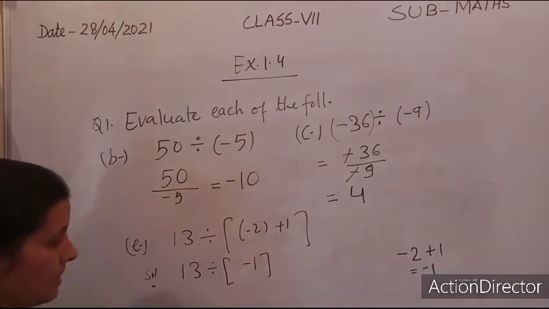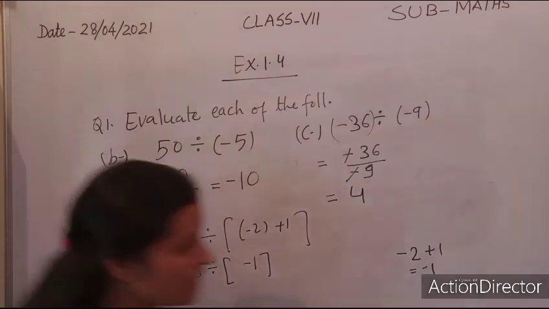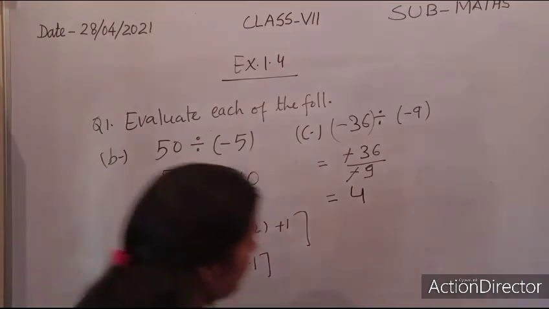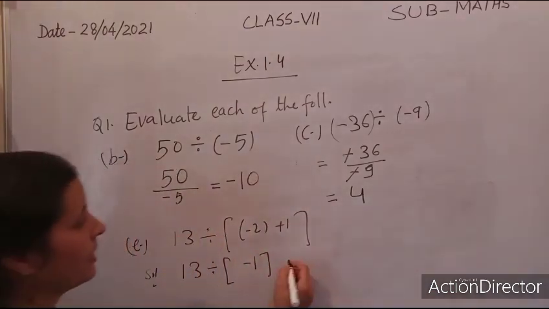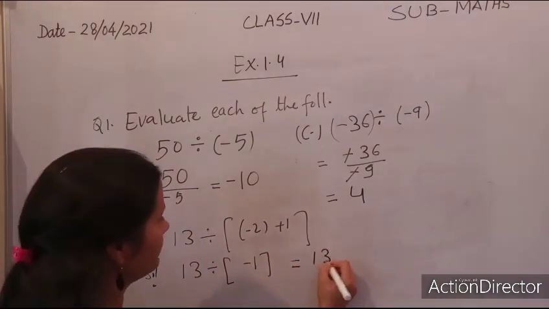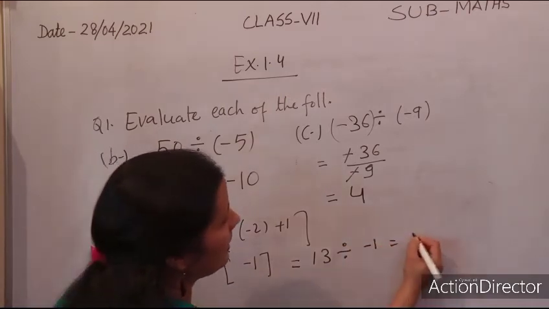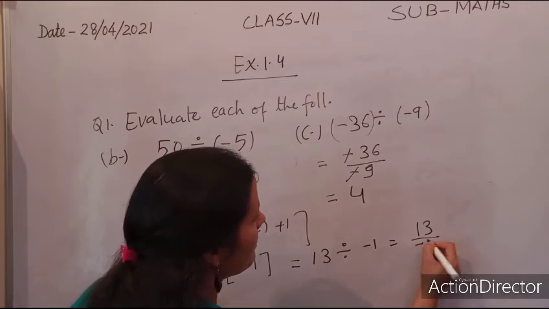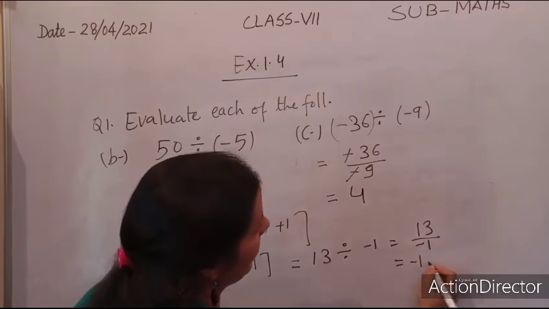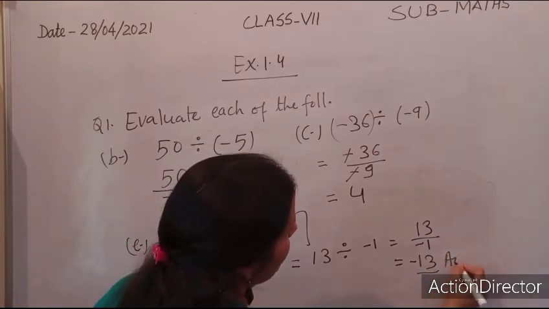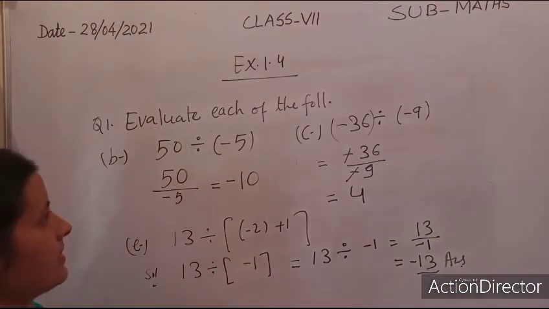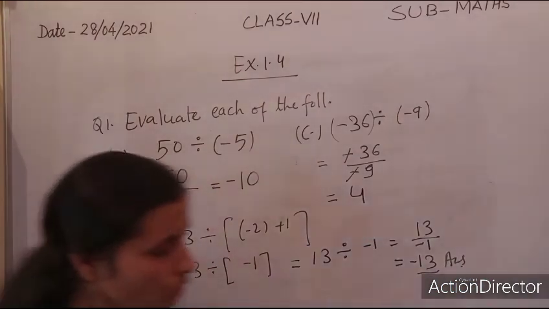Understood? I don't have space, so this one area will not be visible to you. So I am writing in this way. You have to write it parallel. Now 13 divided by minus 1. Again 13 upon minus 1. The answer will be minus 13. Okay. So I hope you understand. We will do 2 more questions.